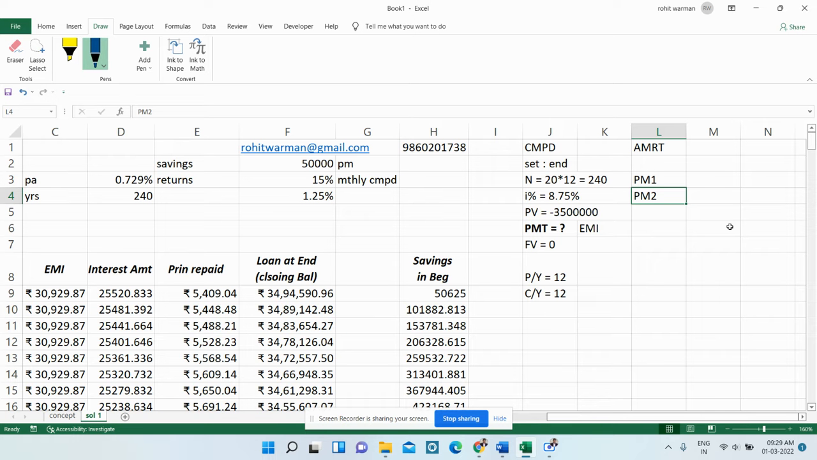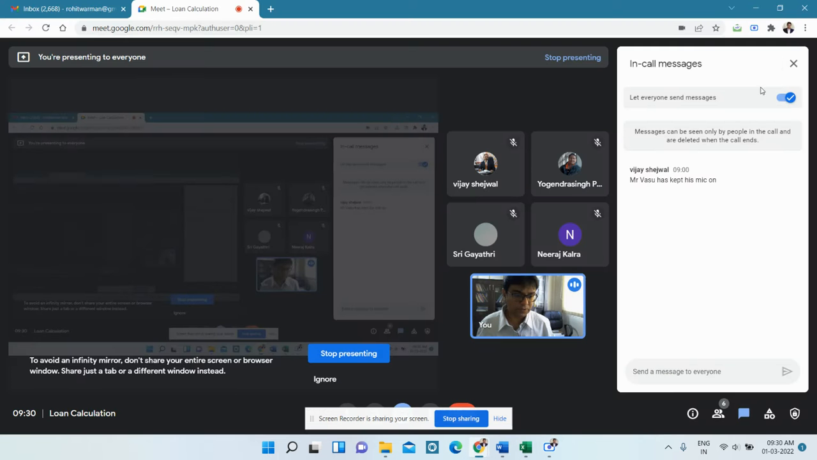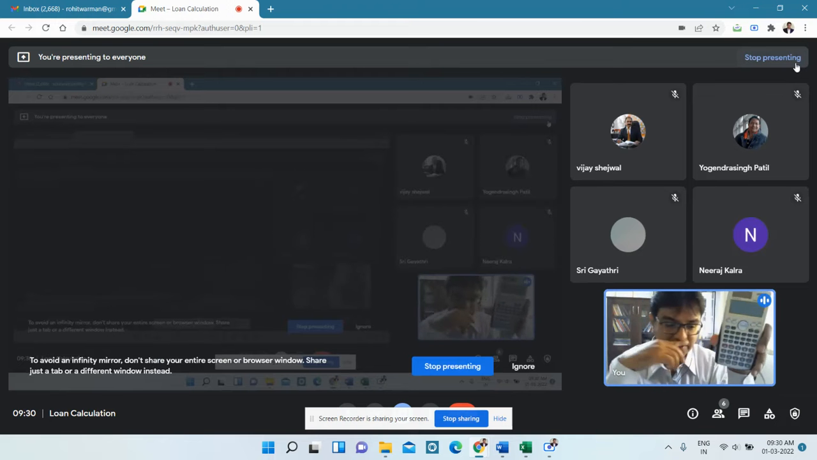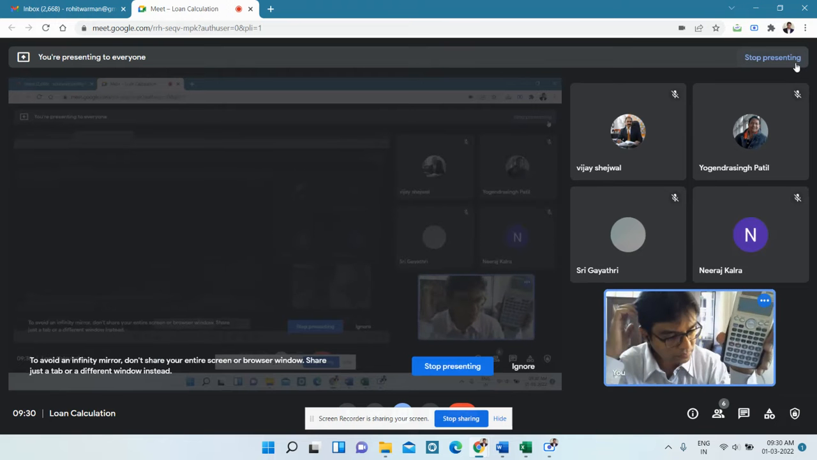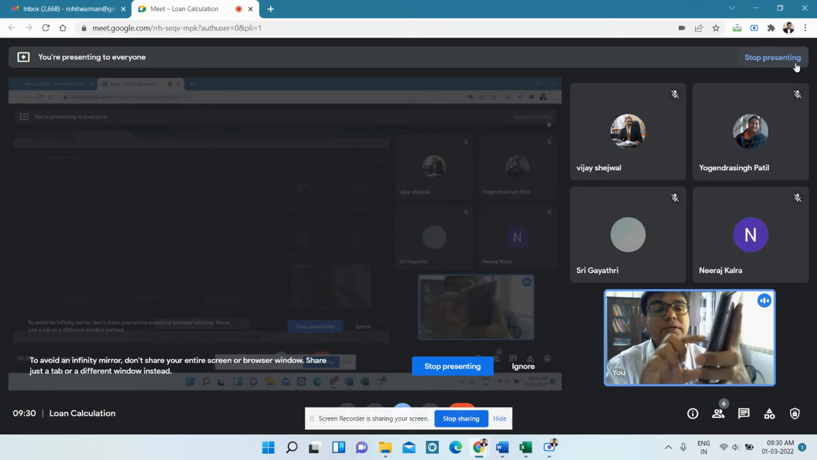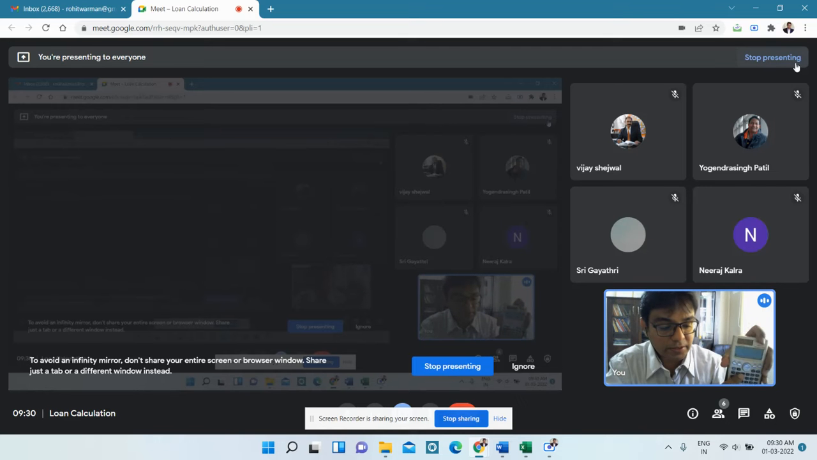I have both with me, the Excel instrument as well as the Casio calculator. First, I'll show you the Casio calculator if you are using this. On the Casio calculator, you can see here the AMRT key. So CMPD and AMRT.